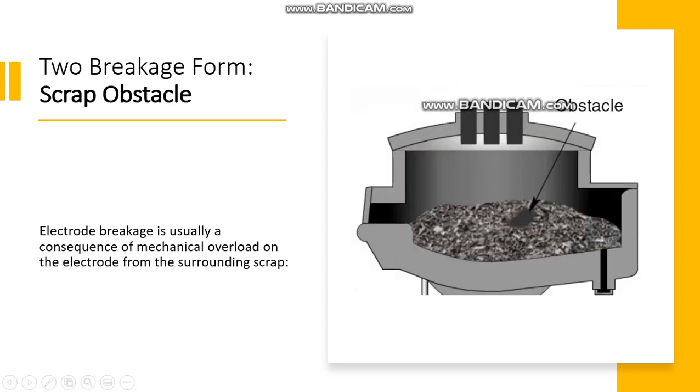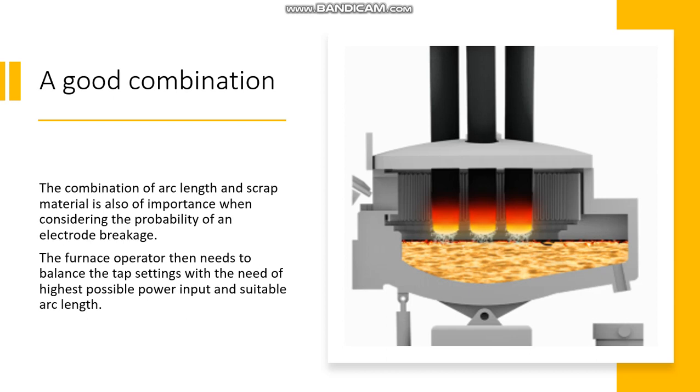The other type of breakage is the scrap obstacle. We can see it with this video. The electrodes are moving downwards without detecting that a non-conducting material is present at the tip of the electrode. As the electrode continues to push downwards, breakage may occur. And in the end, the combination of arc length and scrap material is also of importance when considering the probability of an electrode breakage.